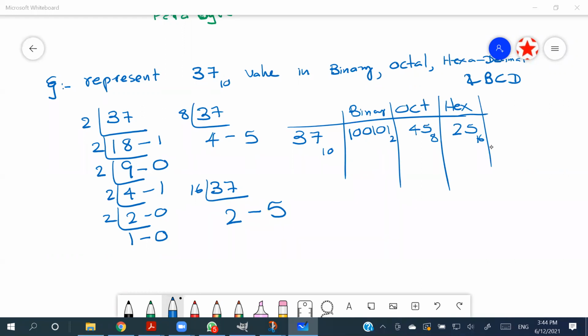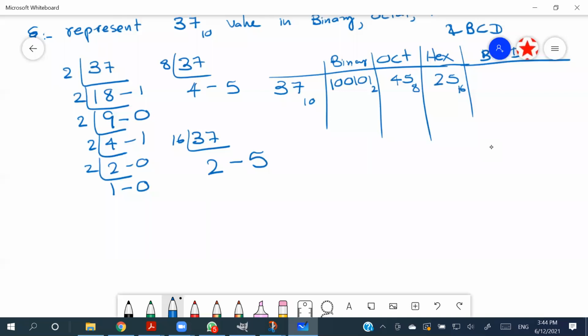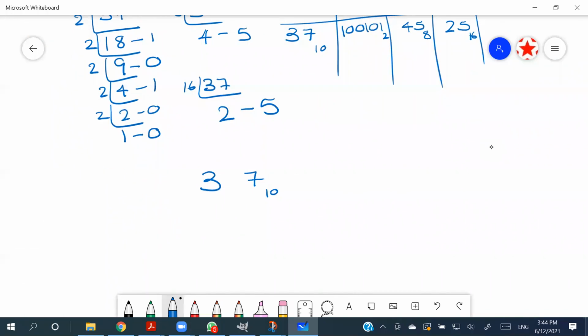And now, how are we going to represent it in BCD? BCD representation happens like this. When we have 37, the decimal value, right? We write 7 in 4 bits. We write 3 in 4 bits.